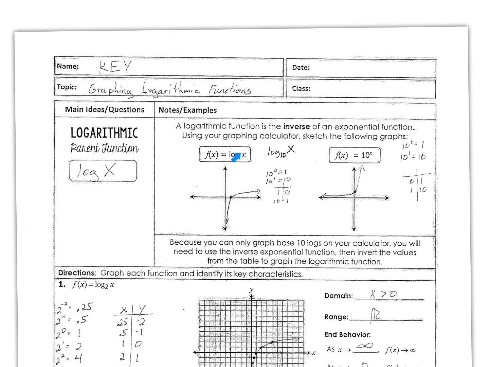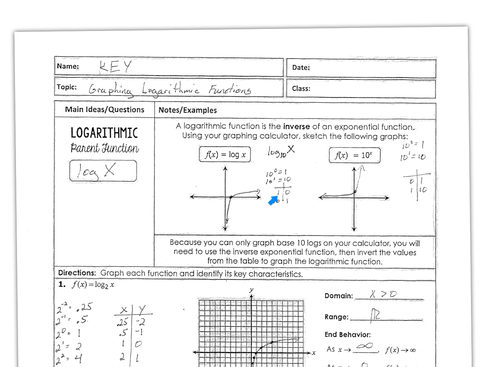Well, a logarithmic function is the inverse of an exponential function. So again, if we have log base 10 of x, the exponential function is 10 to the x. So when we do 10 to the 0, we get 1, and we do 10 to the 1, we get 10, and we already established that. But here, the exponent would be the input value, or the x. So we have 0, 1, and 1, 10. So the exponent is the x value, and what it equals is the y value. So we have our inverses.